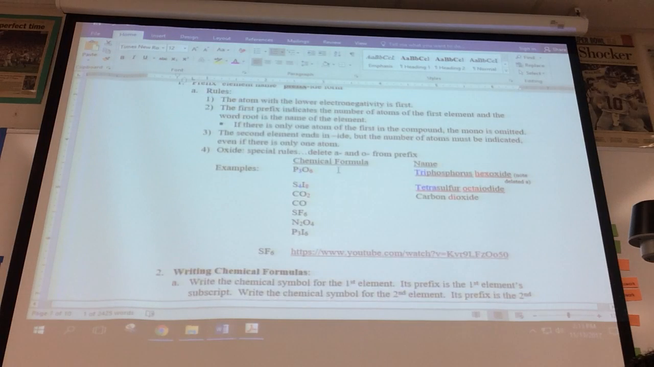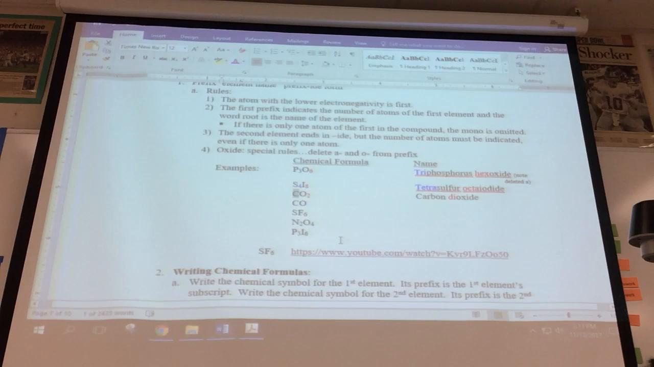For example, in this set, you've got 3 phosphorus, so you have triphosphorus. You have 6 oxygens, so you have hexoxide. I deleted the A as part of that prefix because it's oxide. You have 4 sulfur, tetrasulfur. 8 iodine is octaiodide. You only delete the A or O if you have oxide. Otherwise, leave everything there. Carbon dioxide.